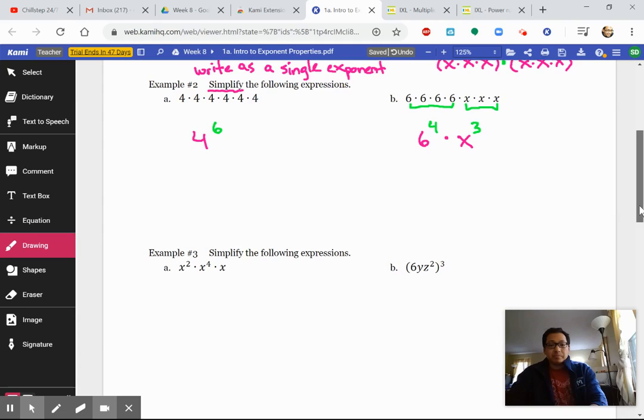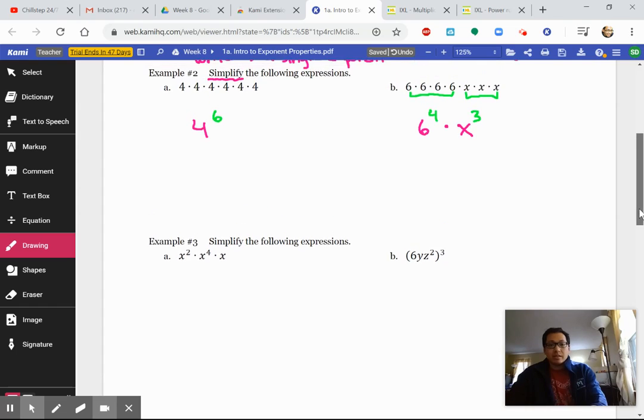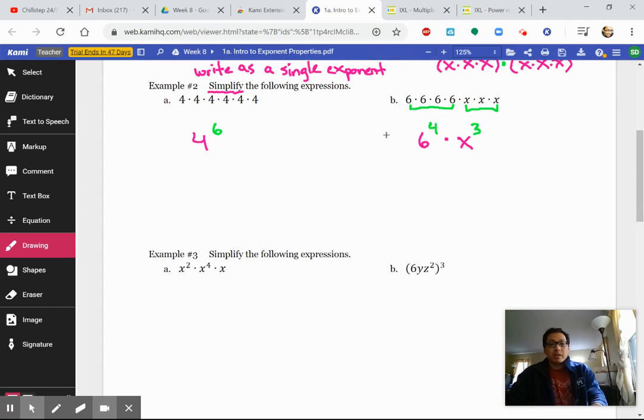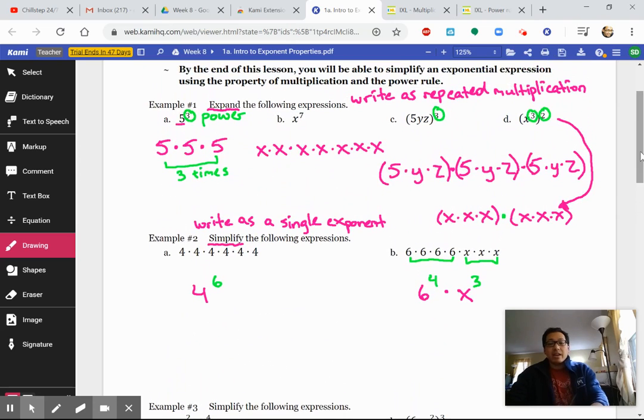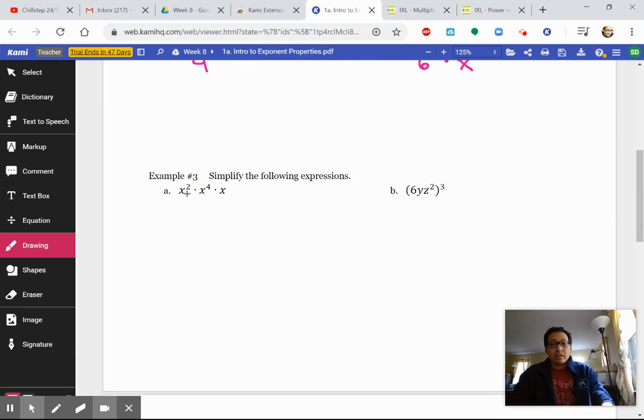Okay, now here's what we're going to do. We're going to try to simplify these expressions. They're not just like we simplified these up here. And how are we going to do it? We're going to expand it out, write it out first, and then simplify whatever we get. Okay? So let's try to expand it first. Expand, then simplify.